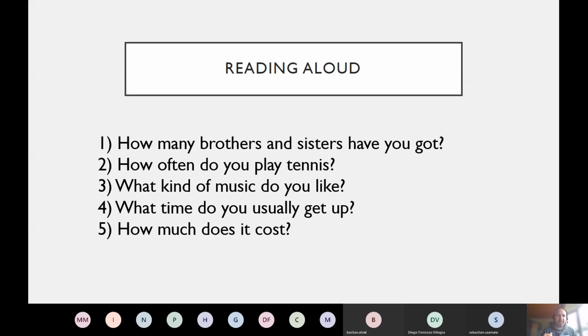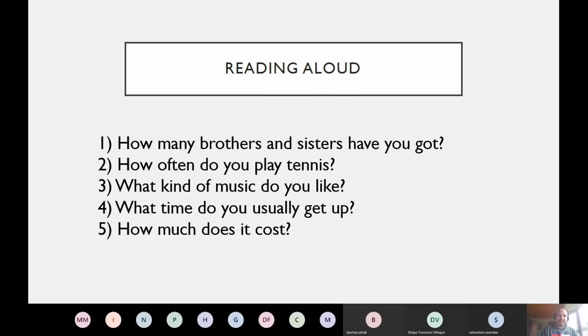Just very simply. How many brothers and sisters have you got? How often do you play tennis? What kind of music do you like? What time do you usually get up? How much does it cost?